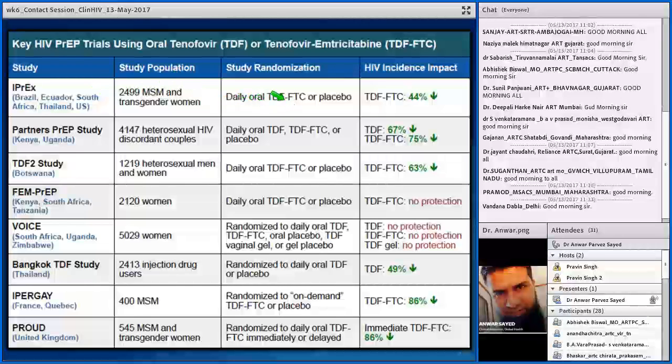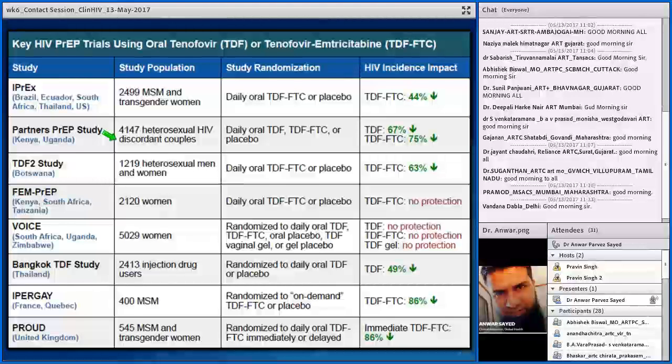In this population, two groups were made: daily oral tenofovir-emtricitabine, compared with a placebo. The effect on HIV incidence was that it reduced the HIV incidence by 44%, which is very, very good and very high. A similar study, called the Partners PrEP study, was done in above 4,000 heterosexual HIV discordant couples. As you all are aware, discordant couple means one person of the couple is HIV positive, the other is HIV negative.